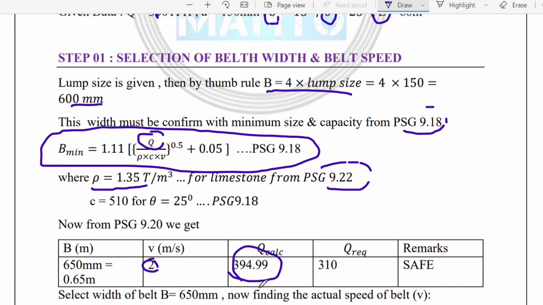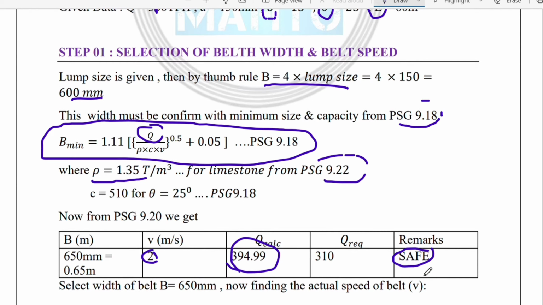Okay, so it is greater than 310. So in this it is safe. So this design is safe. So now we select, as we know, at the 650 width the design is safe. So we select the width of the belt as 650 mm.